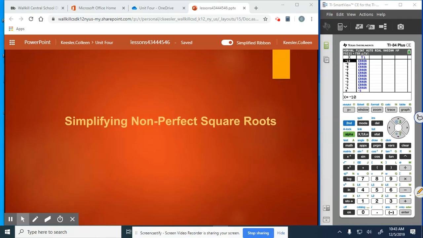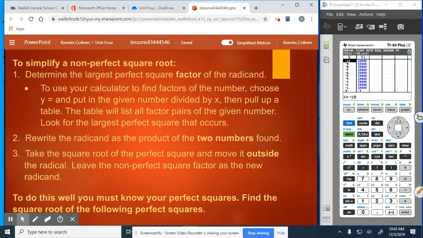Hey gang, today we're going to be simplifying non-perfect square roots. To simplify a non-perfect square root, first determine the largest perfect square factor of the radicand.